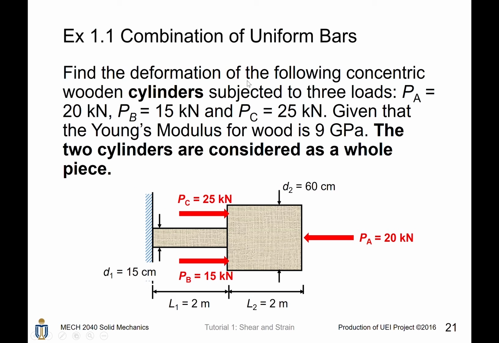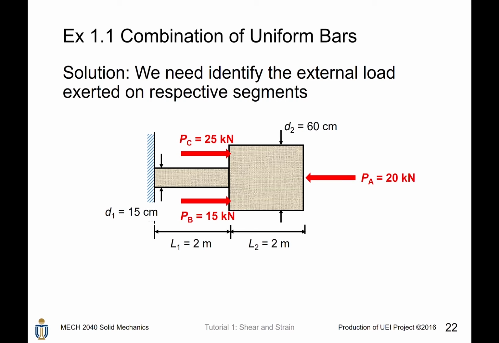Let's do an example. Now we are going to find the deformation of these concentric wooden cylinders. There are three loads applying on it. Those two pieces are stuck together. They are one piece. They are not separated, okay? In order to do this, we need to consider the free body diagram of each of them. So we need to identify the external load exerted on each segment. We call this segment 1. This is segment 2.